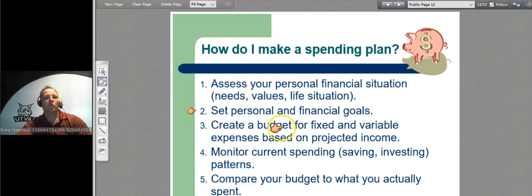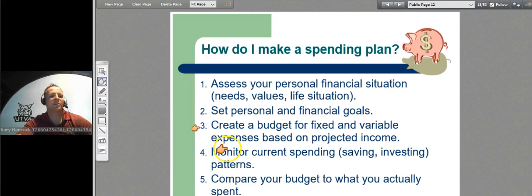Number 2, set personal and financial goals. So where do you want to be in 5 years? Do you want to own a house in 5 years? Do you want to own your car outright in 5 years? There's a lot of things that you want to do on there.